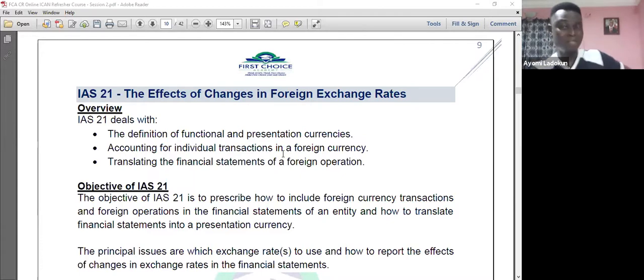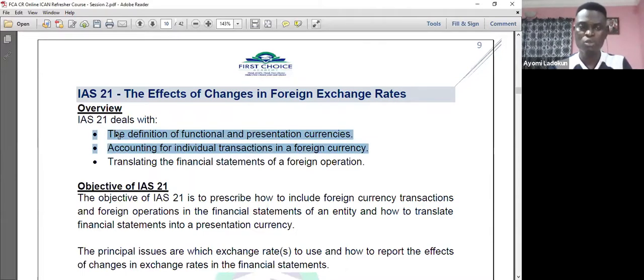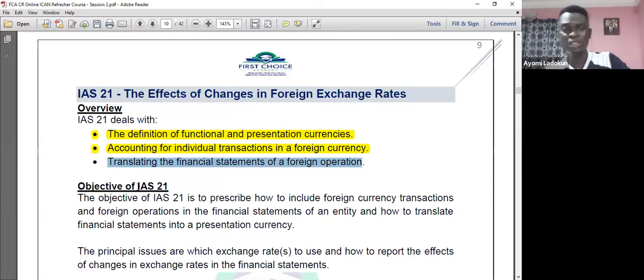So effectively, IAS 21 deals with three things. Number one, the definition of functional and presentation currencies. Two, accounting for individual transactions in foreign currency. And of course, three, translating the financial statements of a foreign operation. So for the purpose of this class, we're going to deal with the first two, okay? My other colleague, if time permits, is going to take you on foreign subsidiary, so that in your group accounting. So that's the third one.